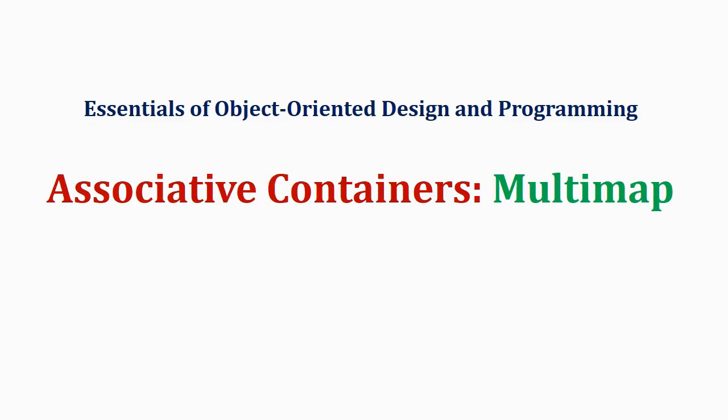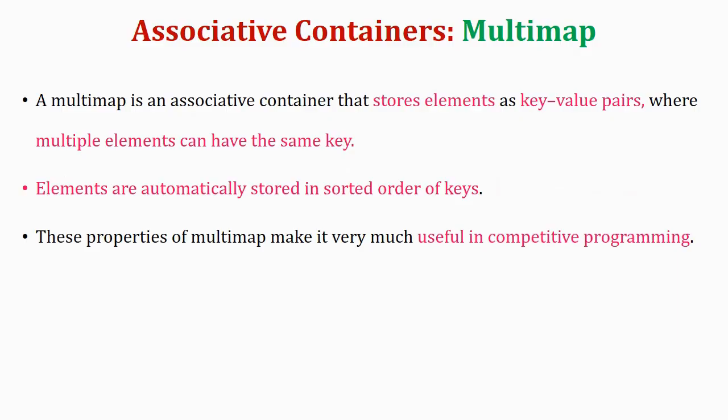Hello everyone. Welcome to this course on Essentials of Object-Oriented Design and Programming. In this presentation, we are going to discuss the multimap concept in associative containers. A multimap is an associative container that stores elements as key-value pairs, where multiple elements can have the same key. The elements are automatically stored in sorted order of key. It is very useful in competitive programming.